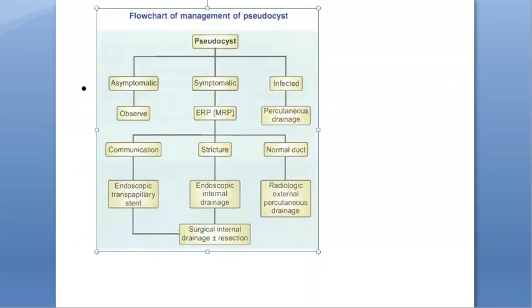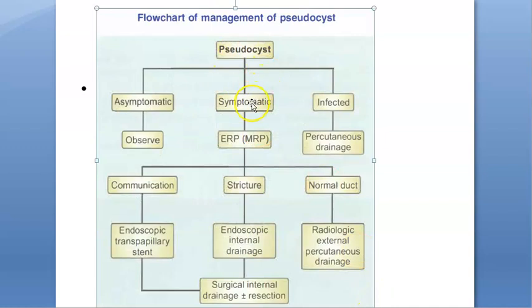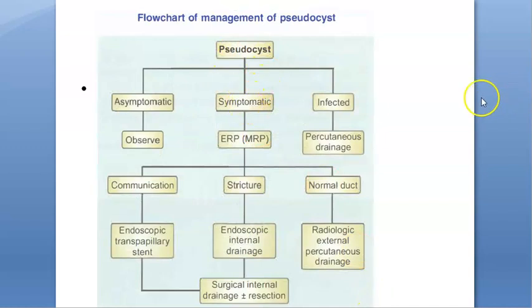Look at the flow chart for the management of pseudocyst. A pseudocyst can be asymptomatic, then you just observe it, no problem. Then symptomatic, if it is. What are the symptoms? These people will have pain, epigastric, left hypochondriac, umbilical, and a mass. Otherwise they don't have any other main issue. That is what the textbook says. If it is symptomatic, then what will you do? ERP. What is ERP? ERP, MRP sounds like some price, maximum retail price. But what is ERP?